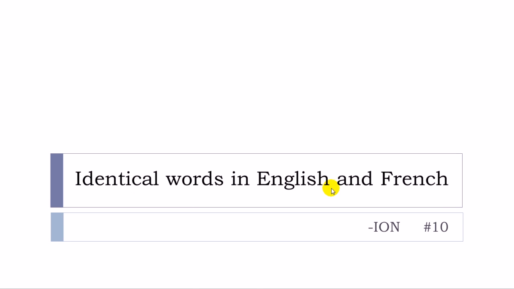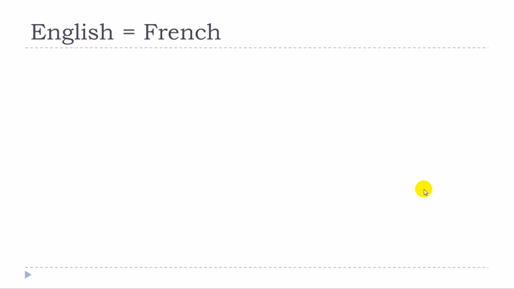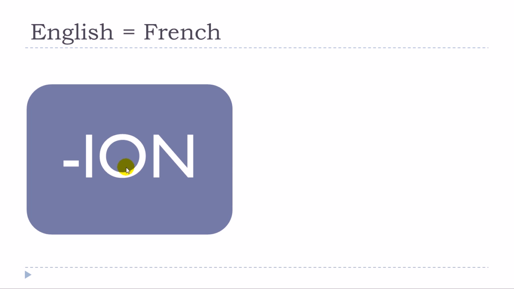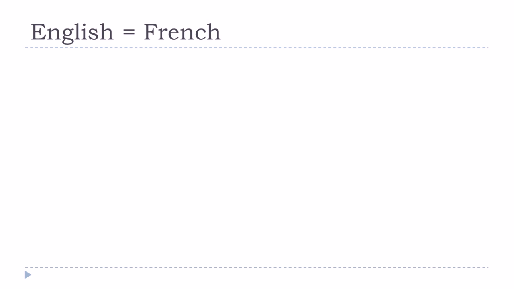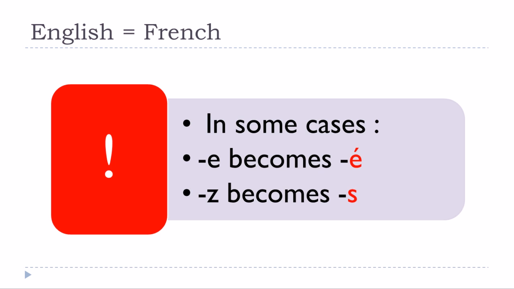Identical words in English and French, and especially the words that end with EON. Keep in mind that not all the words in English that end with EON exist in French, so it must exist in French, of course, to be used in this language. And then the second thing that you should keep in mind, in some cases, the writing will change a little bit. Okay? So let's continue.